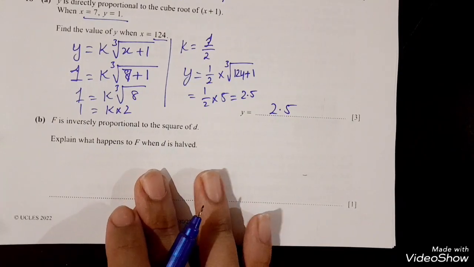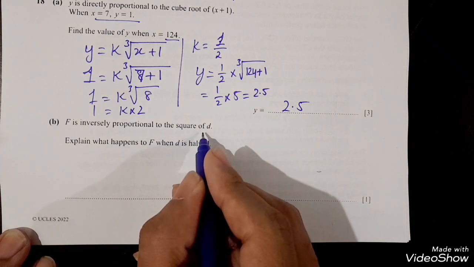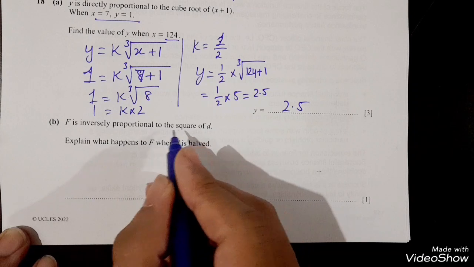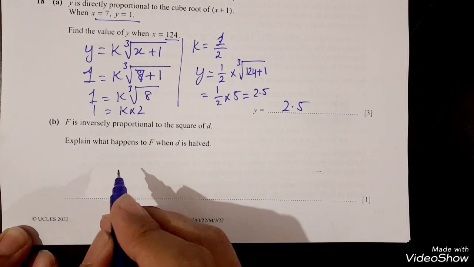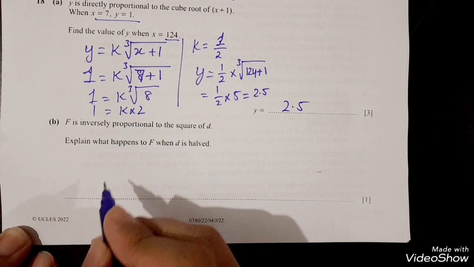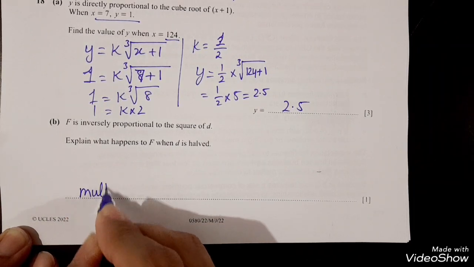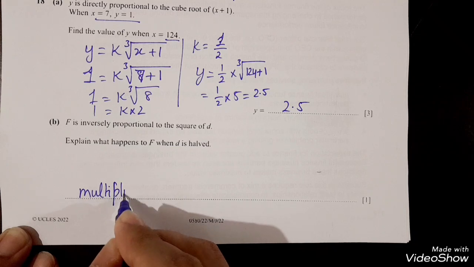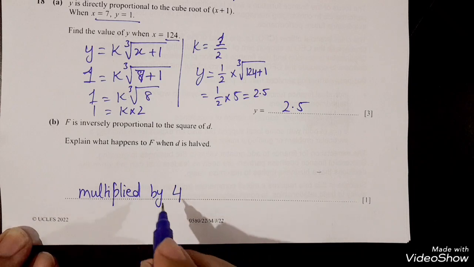Then part B states: f is inversely proportional to the square of d, and explain what happens to f when d is halved. So over here, when d is halved, f will be multiplied by 4. So we will write multiplied by 4. So this is how we calculate.